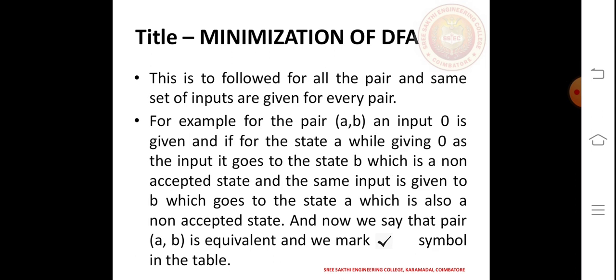This is to be followed for all the pairs, and the same set of inputs is given for every pair. For example, we take the pair A, B and give 0 as an input. For the state A, giving 0 as an input goes to the state B, which is a non-accepted state, and the same input given to the state B goes to the state A, which is also a non-accepted state. We have to consider whether both outputs go to non-accepted states or accepted states. If both go to the same kind of states, we mark a tick symbol and say that the given states are equivalent. Else we mark them as distinguished states.